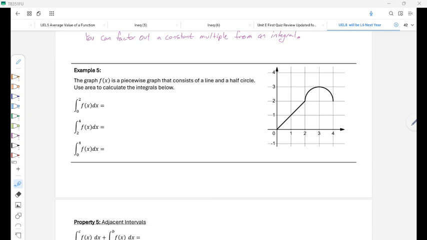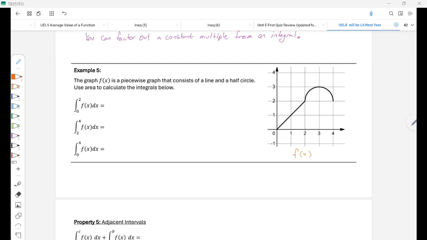This could have been something that you had to do on your quiz. You find the integral, the area under the curve, for a certain range of values. So the first question asks us to find the integral from 0 to 2 of f of x. This is the graph of f of x. It does say that in the instructions. That, just like everything else, is important.